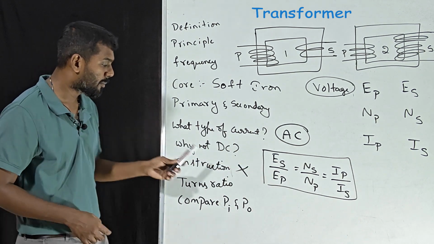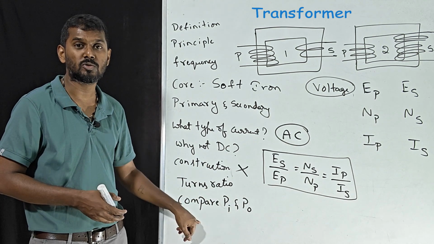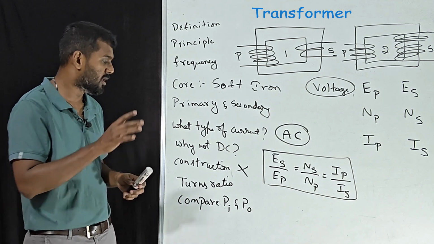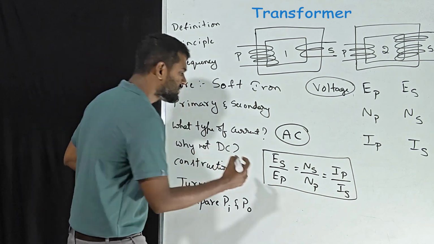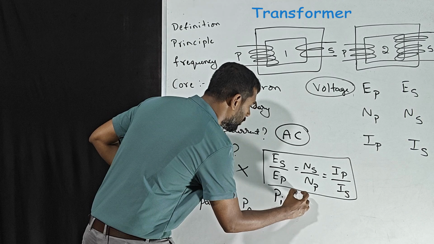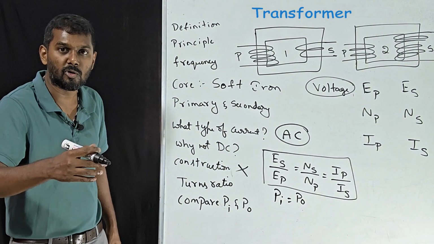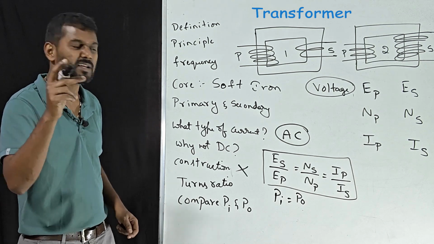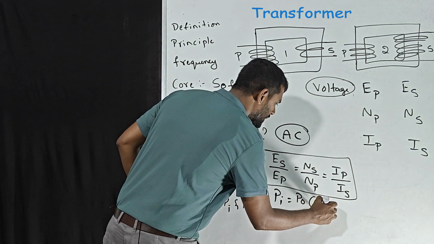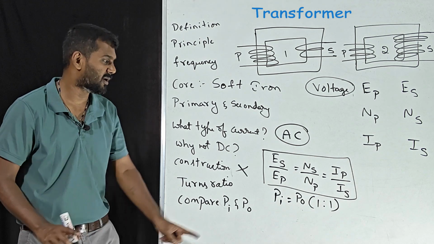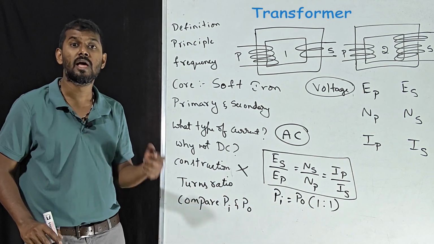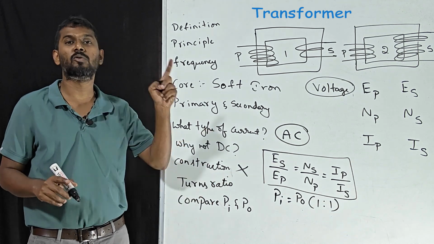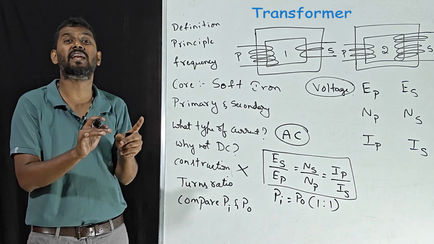Then compare power input and power output. One question you can expect is on the power input and power output of a transformer. What is the comparison? It is very simple. PI is equal to PO. Power input is equal to power output. Whenever they talk about comparison, if you want the answer in the form of a ratio, it is 1:1. This is very important. Whenever they talk about comparison, you have to write the answer in terms of a ratio. Power input is equal to power output in a transformer for an ideal condition.